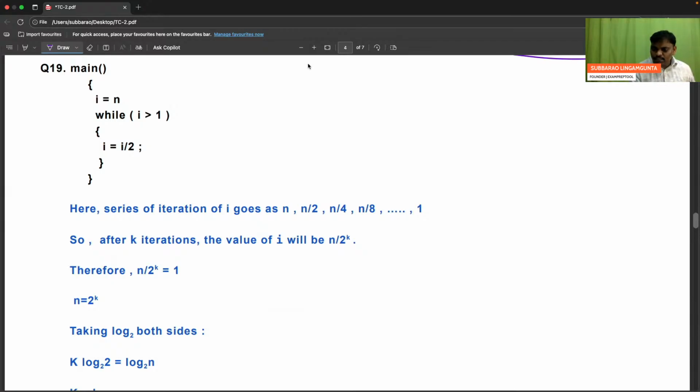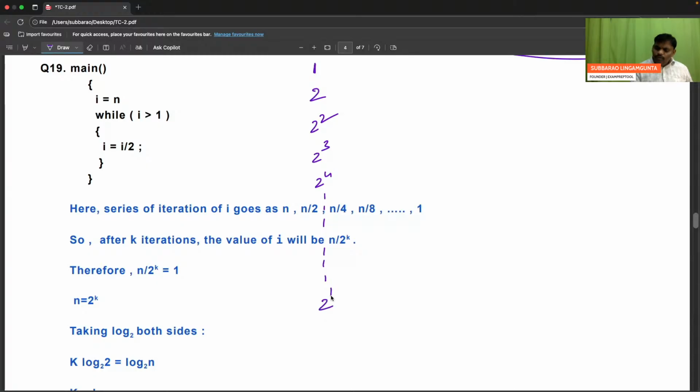Very interesting. Start from small. See this one. Start from 1, everyone observe. 1 into 2, again into 2, 2 square. Again into 2, 2 power 3. Again into 2, 2 power 4, and so on. Assume 2 power k, k times.